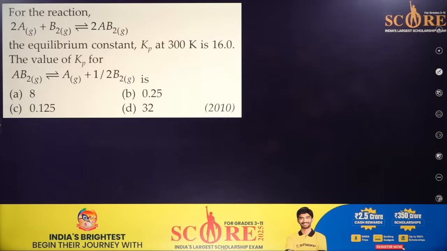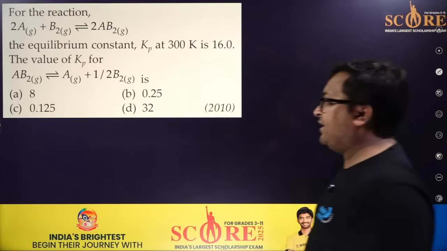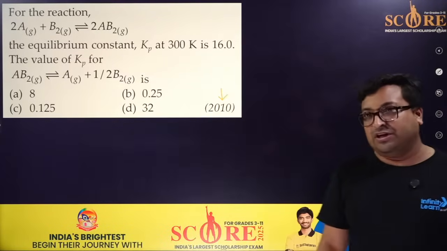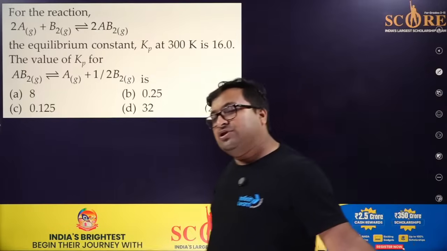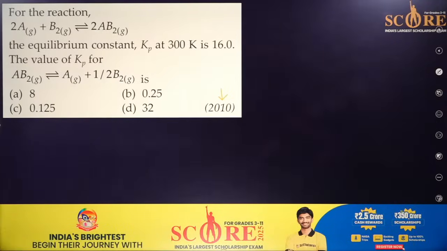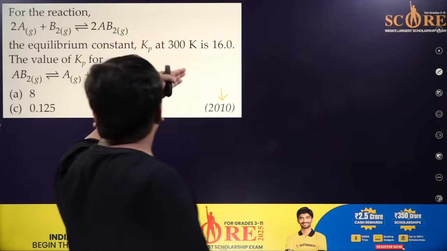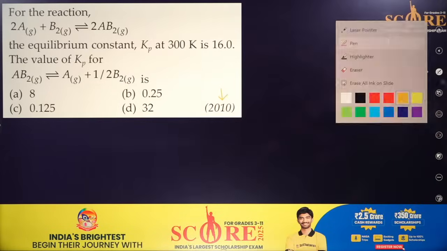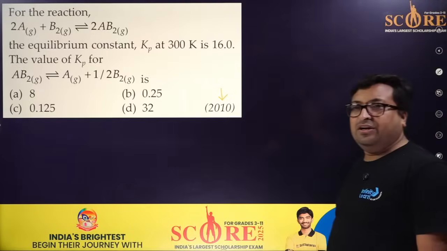C. Now, this is a very, very interesting question, and very popular for JEE Mains. This type of question you will find in your test. So please answer. For the reaction, this is the reaction, the equilibrium constant Kp is given as 16. So what is the value of Kp for this? Only calculation, nothing new.